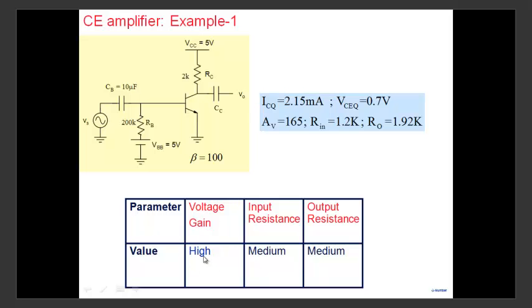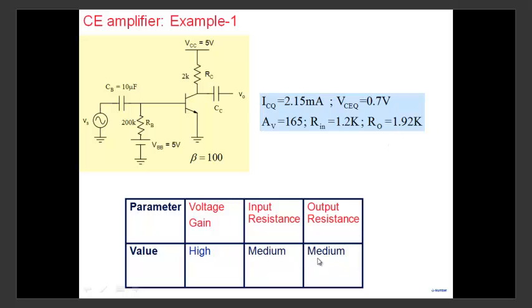Voltage gain is high. It gives you medium input resistance. In many books, when we talk about it, 1 kilo ohm we call medium. Again, these are arbitrary; what is medium, what is low, and what is high? These are arbitrary, but 1 kilo ohm is called medium. So we say input resistance is medium, around 1 kilo ohm, and output resistance is medium.